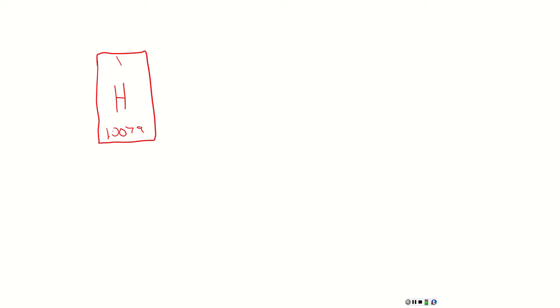Now, let's first learn what all of these different things mean, and then we're going to do some drawing based on what that box tells us. This top number here is called the atomic number. In the middle, there will be a 1 or 2 letter symbol called the atomic symbol.